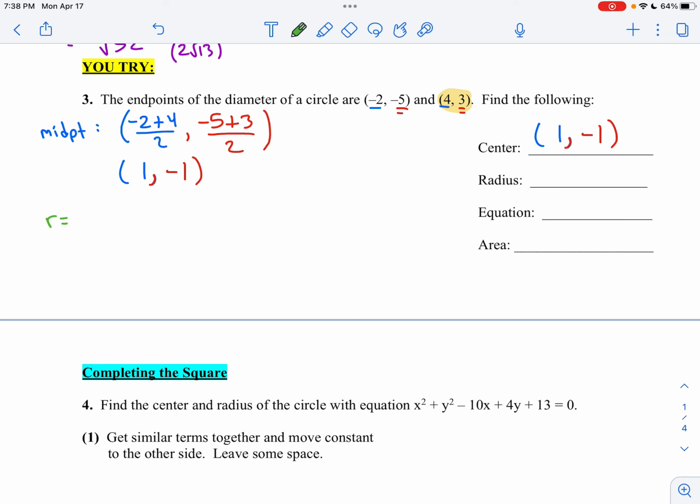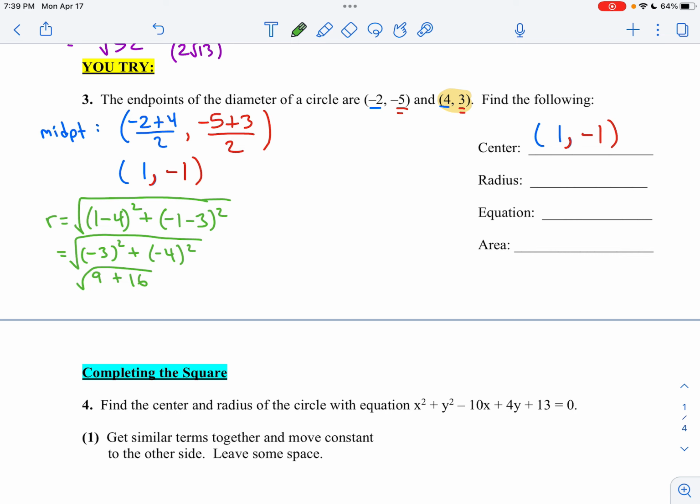So we get 1 minus 4 squared and -1 minus 3 squared. So -3 squared plus -4 squared. So some numbers that you're familiar with, 9 plus 16 gives us 25. And it turns out we have a 3, 4, 5 right triangle.